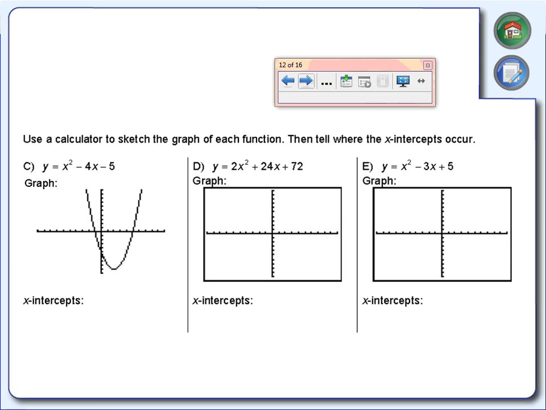All right, if we enter that correctly, we should end up with this graph right here. You were asked to find the x-intercepts, which in this case there are 2 of them. These are the 2 x-intercepts. We need to list those 2 x-intercepts down here at the bottom.